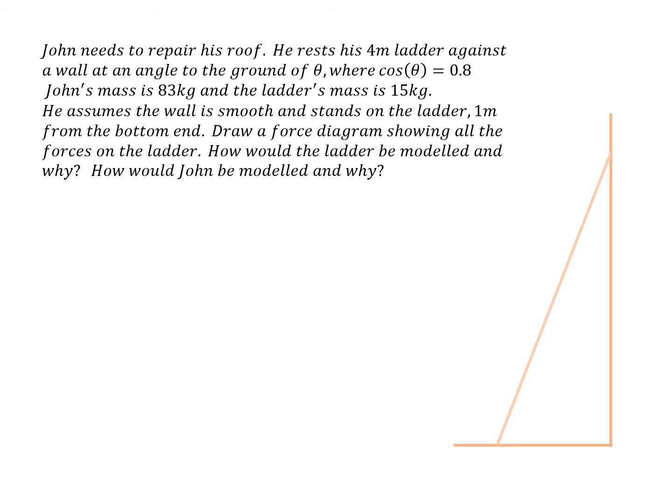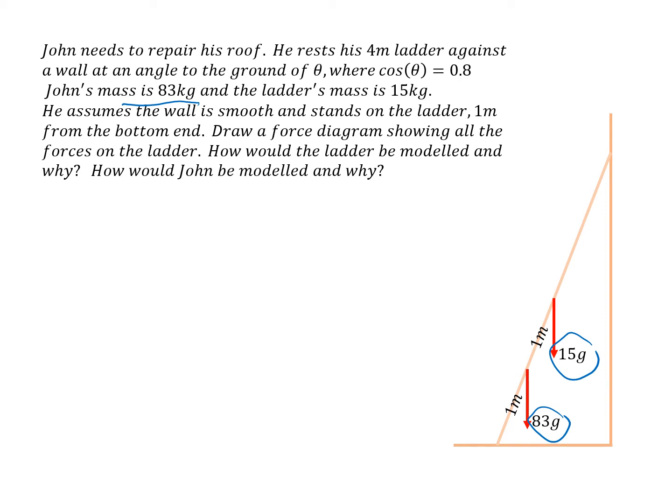And I'm going to start by putting the two masses on the diagram that we've been given, and the distances as well. So the force that relates to John's mass of 83 kilos is 83g newtons, and the force of the ladder is 15g. So these are both forces on the ladder, one due to John the builder, and one due to the force of gravity, and those are the distances. I should have said that this is a uniform ladder.